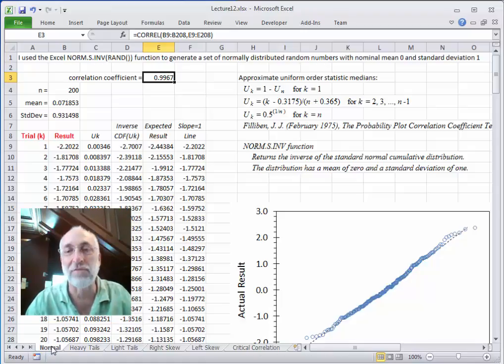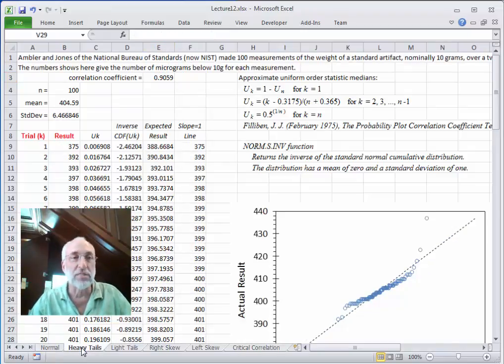All right, that's kind of a fake data set. Let's also perform the same analysis on some real data. Here's the data that I got from dataset 1, which is on the website, univariate data. It's an interesting test where two researchers, Ambler and Jones, of the National Bureau of Standards, now called NIST, in DC, made 100 measurements of a standardized weight. NIST is in the business of calibrating measurements and creating standards, and they created a standard that was 10 grams. Then they did this test.